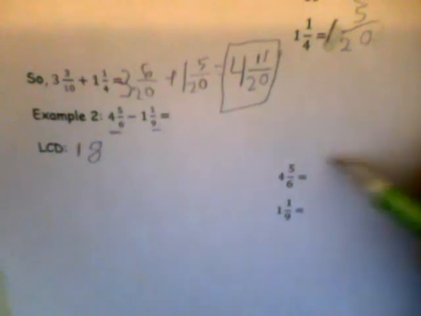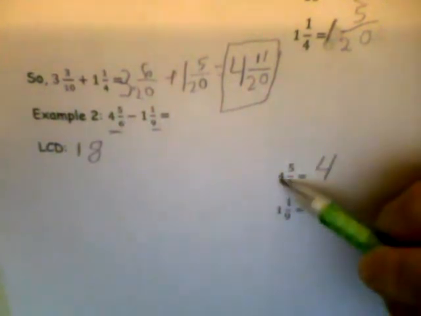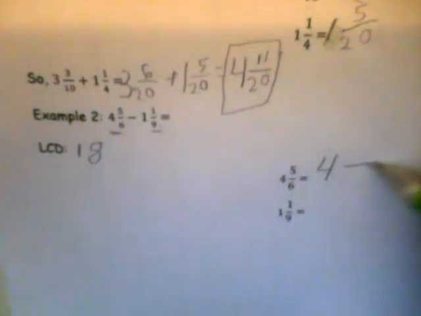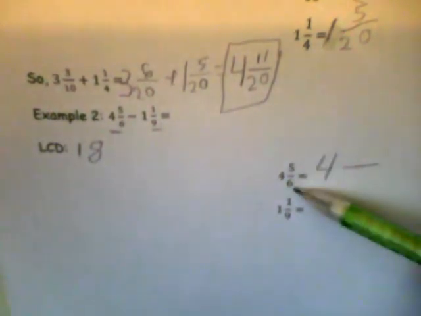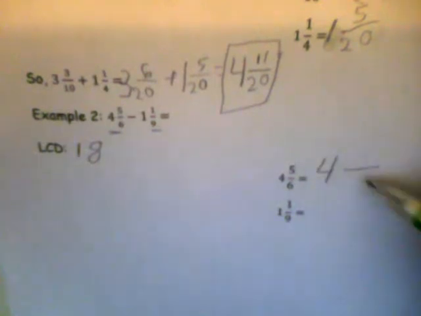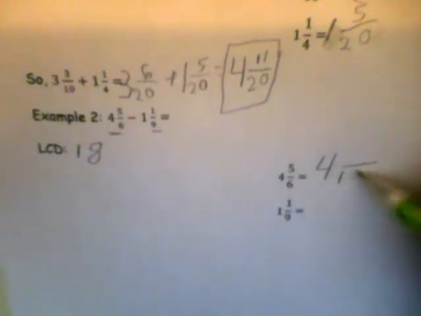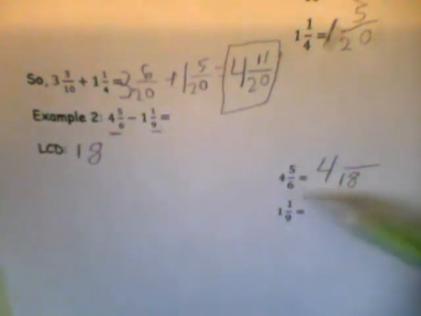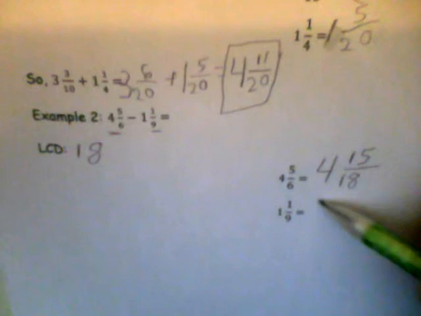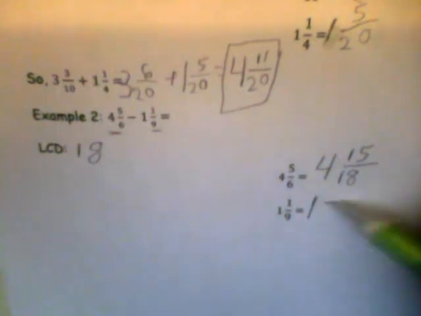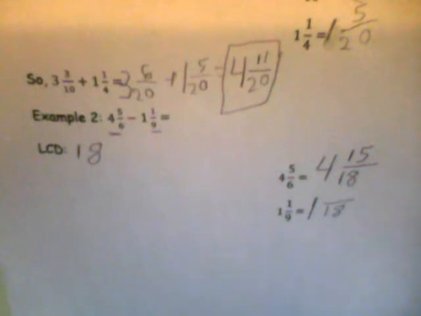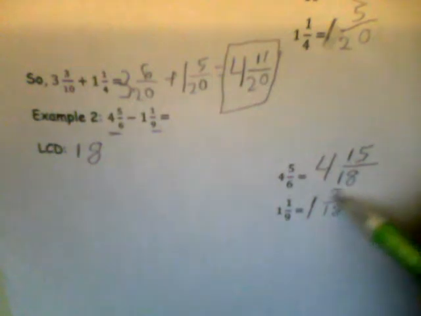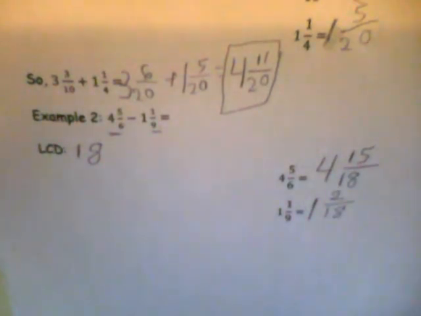Now since I have my lowest common denominator, I can go ahead and rewrite my mixed numbers. My integer stays the same, so I keep the 4. And now I'm going to rewrite 5 over 6 so that it has a denominator of 18. I know that 6 goes into 18 3 times, and 3 times 5 is 15, so my numerator is 15. On this one, same thing. I'm going to keep my integer, so I'm going to keep the 1, and I'm going to rewrite 1 over 9 so that it has a denominator of 18. 9 goes into 18 2 times. 2 times 1 is 2. So now I rewrote my mixed numbers.